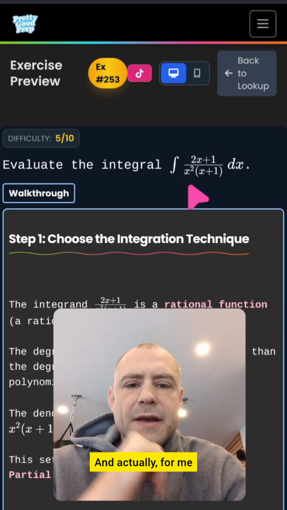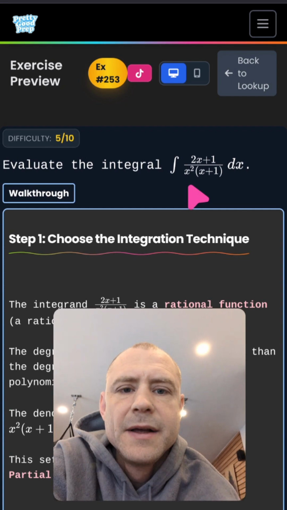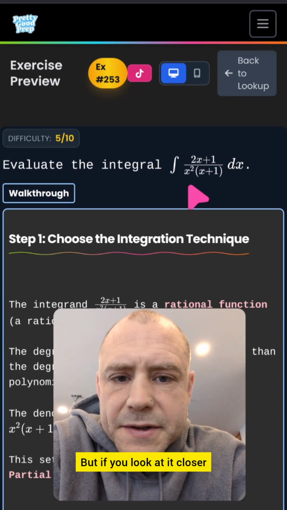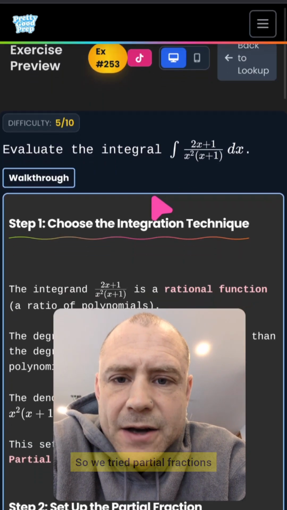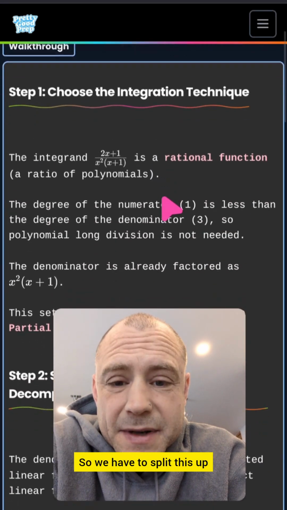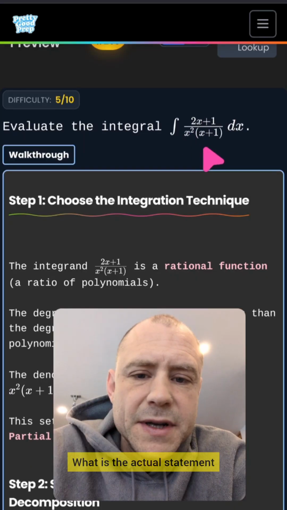But it doesn't immediately scream partial fractions by looking at it. And actually, for me, when I look at it, I think, well, maybe there's a substitution here that I can get somehow. But if you look at it closer, you see that there's no real nice way to do it that way. So we try partial fractions. So we have to split this up. The question is, how do we split something like this up with partial fractions? What is the actual statement?